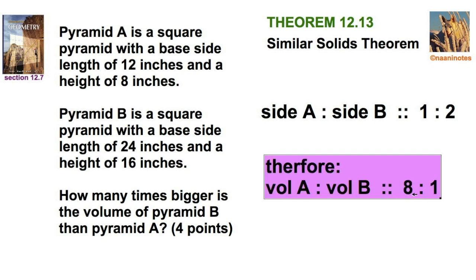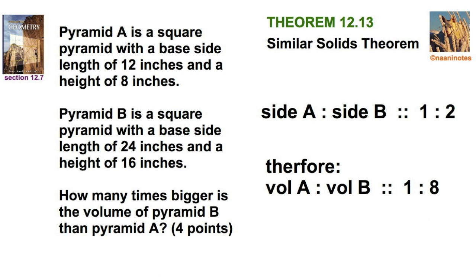And that means that this is, therefore, the volume of A to B is going to be 1 to 8 because it is the cube of the ratio of the corresponding sides. So if you had to say how many times bigger was it? 8 times bigger. Pretty impressive, huh?